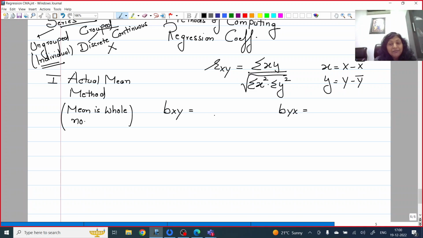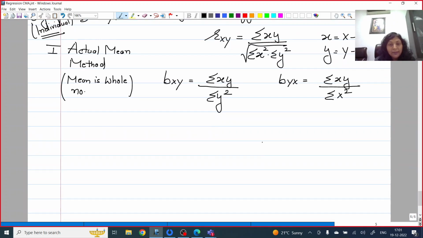To find the value of bxy and byx, the numerator of the correlation formula remains the same. That means in the numerator we have summation xy. Now in the correlation formula, we have to remove the dependent variable and the square root. In case of bxy our dependent variable is x, so we remove summation x square and the square root. So the formula for bxy is summation xy upon summation y square, and the formula for byx is summation xy upon summation x square. This is the formula of regression coefficient in the actual mean method.